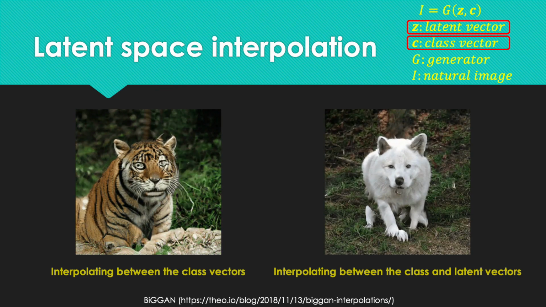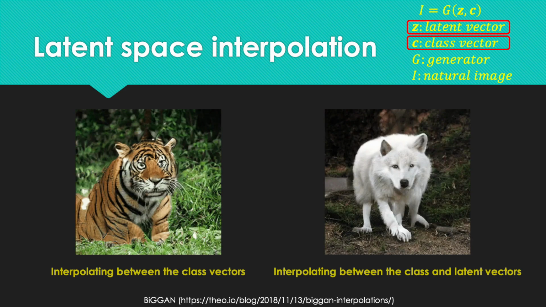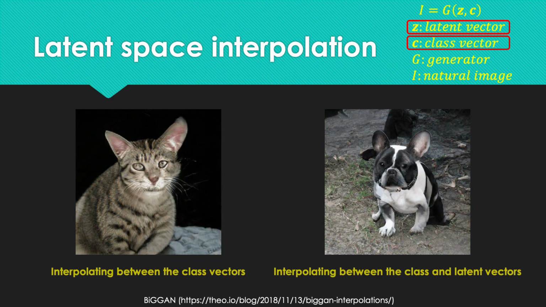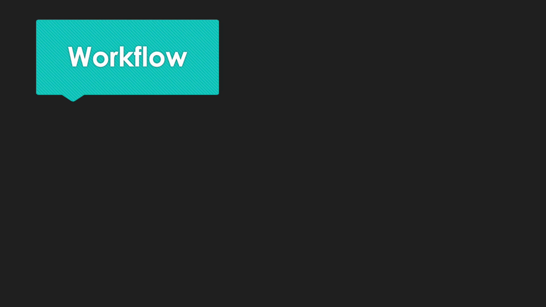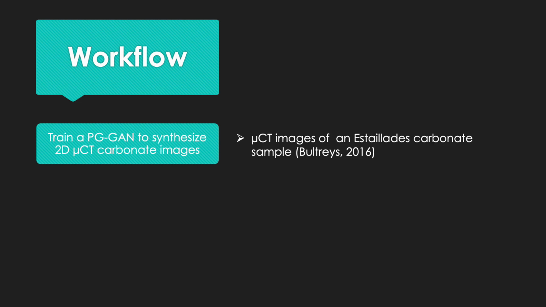Encouraged by such successful case of latent space interpolation, we propose our GAN-based method for 3D digital rock reconstruction. Here is the workflow of our 3D reconstruction method. First, a PG-GAN is trained to synthesize 2D micro-CT carbonate images. In our experiment, micro-CT images of an acid-dilated carbonate sample are used.